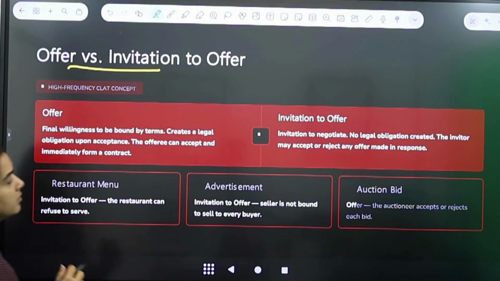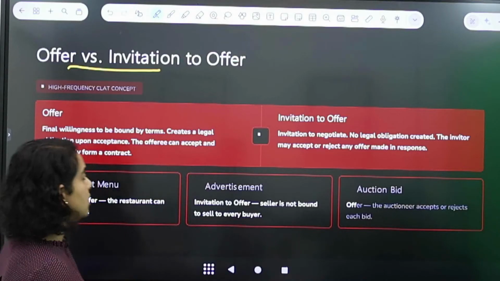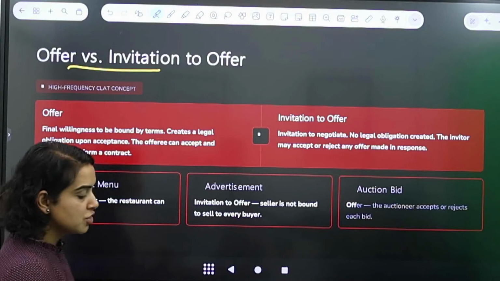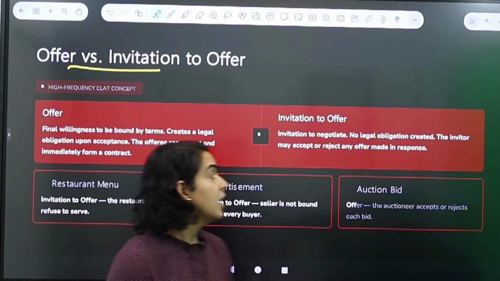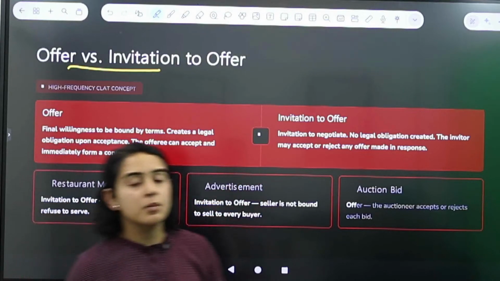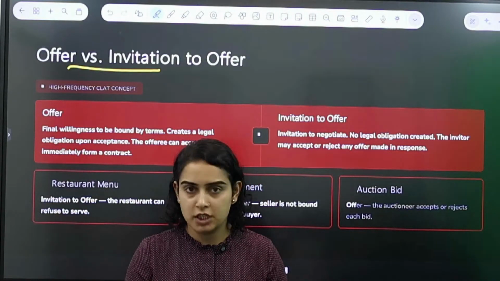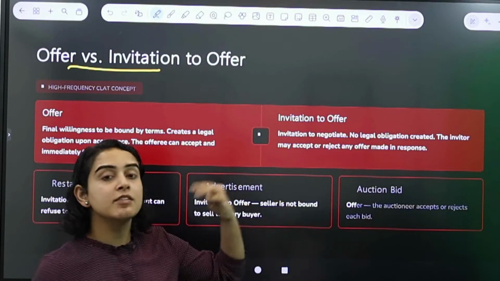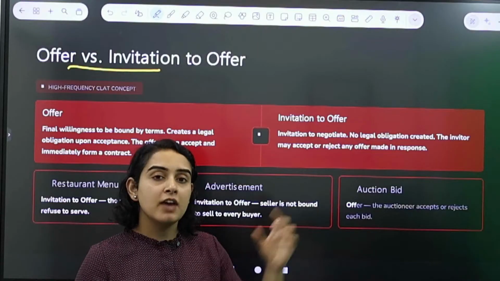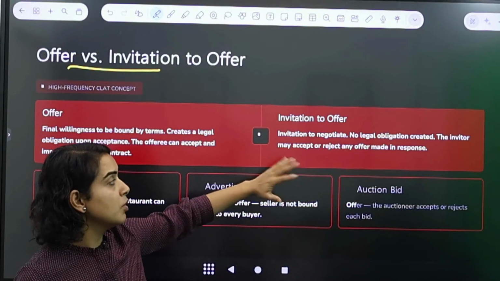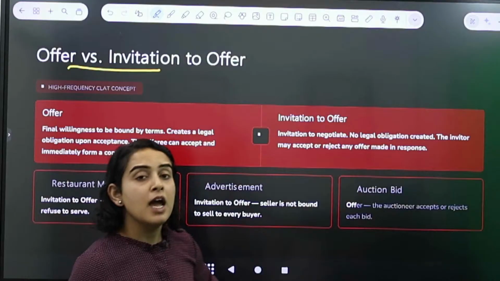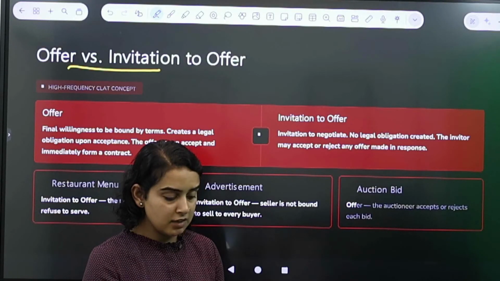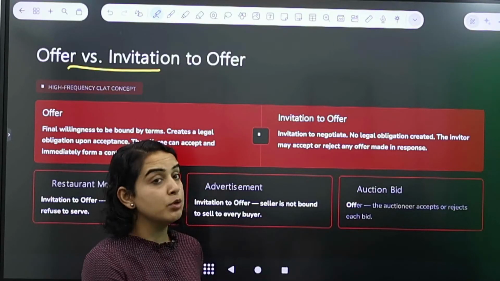Now, one very frequently tested concept is the difference between offer and invitation to offer. Offer is where you are making a proposal, and it will create a legal relationship once acceptance is there. Invitation to offer is probably an invitation to negotiate. You are not directly making a proposal. You are inviting them, and they may accept or reject any offer that you have made.